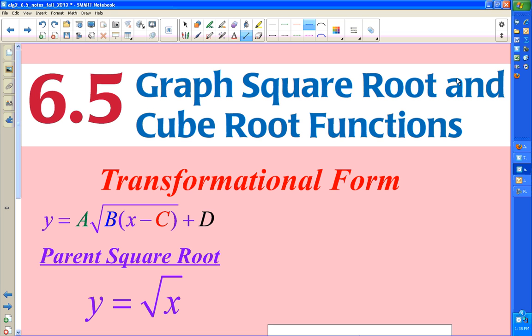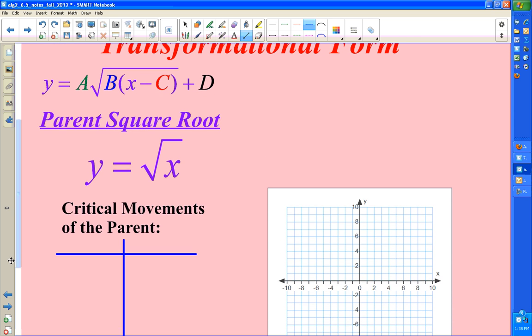Okay, so in section 6.5, we're going to continue on the idea with the A's, B's, C's, and D's. This is what it looks like in general with our parent graph of the square root function: A square root B quantity x minus c plus d. Nothing new, nothing different, other than the fact that we have a new parent graph. Transformational form, ABCD.